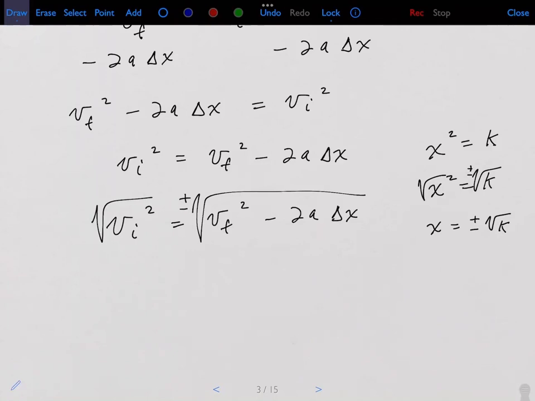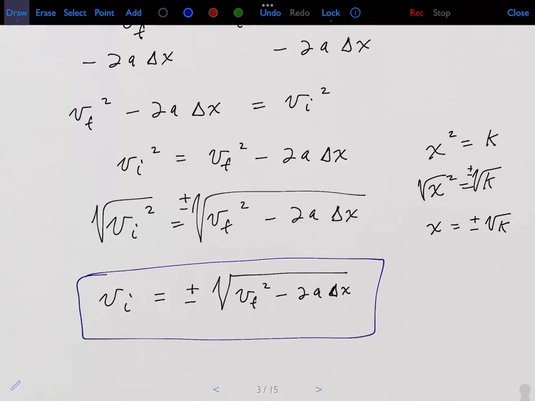There are two possible solutions. Okay, so in this case, if I take the square root of vi squared, I get vi. That's what we're looking for. But I have two solutions. It could be either plus or minus, and then it's going to be the square root of v final squared minus 2a delta x. All that is underneath the radical, underneath the square root sign. So that would be my answer.